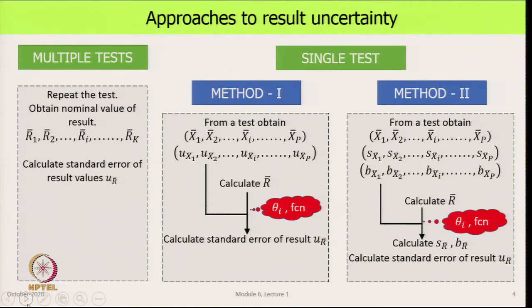And we said in the previous lecture that we have two approaches to result uncertainty, multiple tests. We looked at it in the previous lecture. Now, we will look at single test and look at these two methods for doing the calculation. Before we get into the details, just to mention that the unknown in both these methods is what has been written here as theta I or a function.